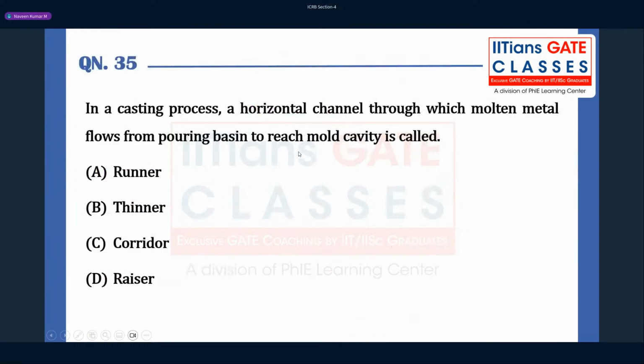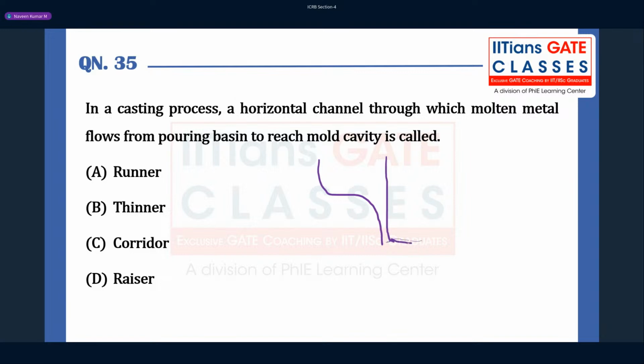This is from casting. In a casting process, the horizontal channel through which molten metal flows from the pouring basin to reach the mold cavity. Simple question. In seconds, you can answer.